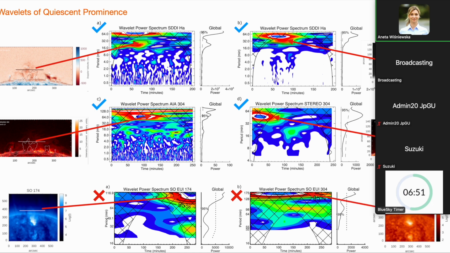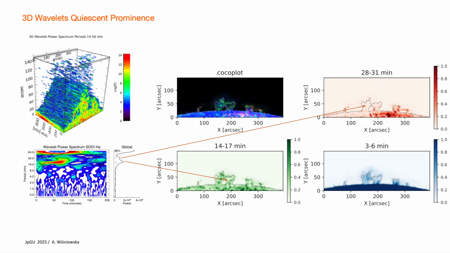So here you can see how it was done. And we also calculated 3D wavelet for the H alpha data sets from the global power spectrum. So from this kind of pyramid, we found that actually there are 3 dominant oscillation periods, represented here by 3 different colors. Blue indicates 3 to 6 minute periods, green corresponds to 14 to 17 minutes, and red shows 28 to 31 minutes. And this colorful plot is like a superposition of these 3.